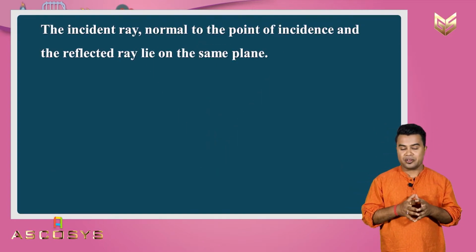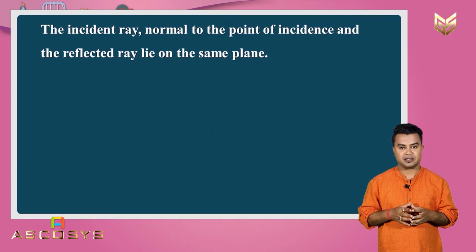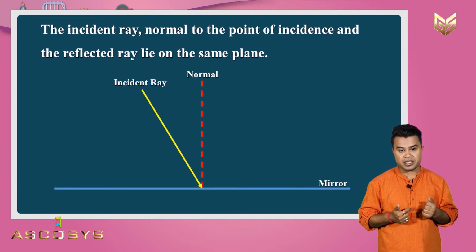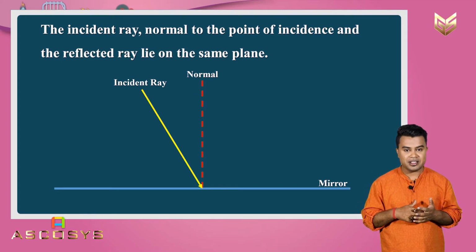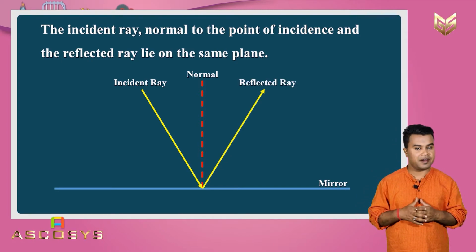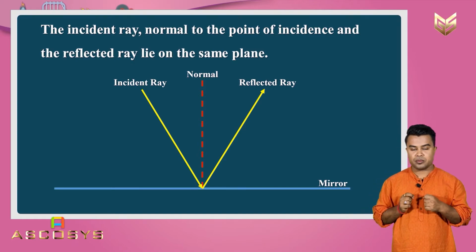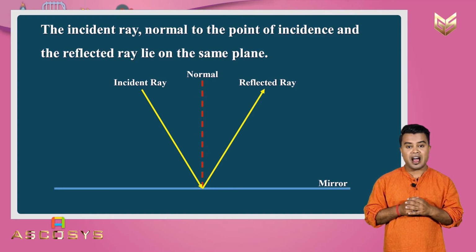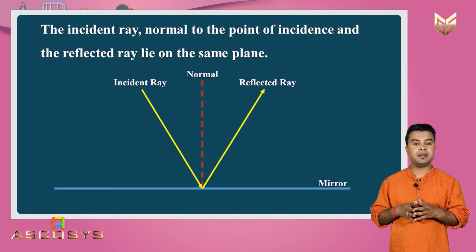Okay. Now, the first law says that the incident ray, the ray which is coming from an object, that is known as incident ray, the reflected ray, the ray which is getting reflected back, and the normal which is perpendicular to the reflecting surface are on the same plane.